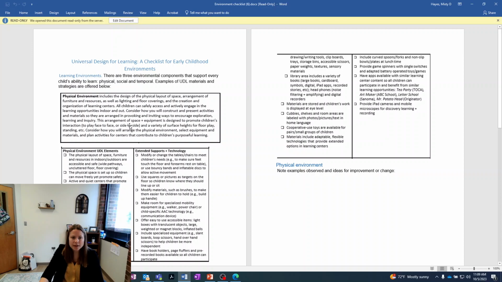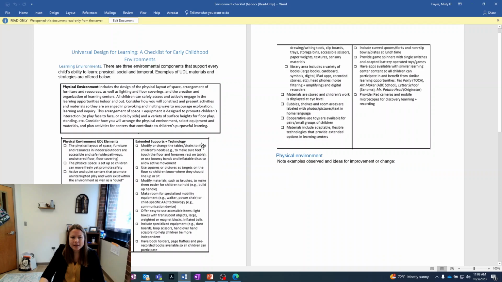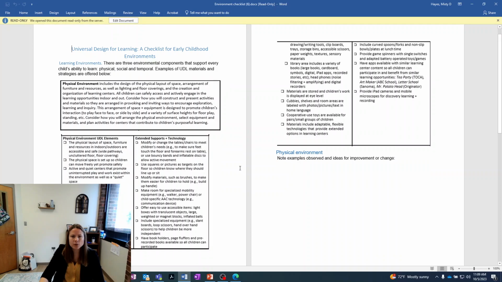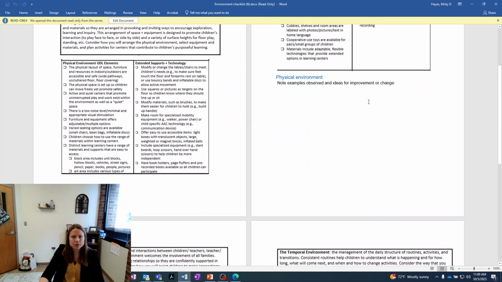How is the classroom arranged, the furniture, the equipment? How are the students interacting with the equipment? Are they on the floor? Are they able to stand? Looking at how the class is laid out, right? Are they selecting equipment and materials that support the child with purposeful learning? And then it gives you the elements under physical environment, right? And then it gives you some extended supports plus technology, okay? And you're going to see there's quite a bit under physical because this is important.